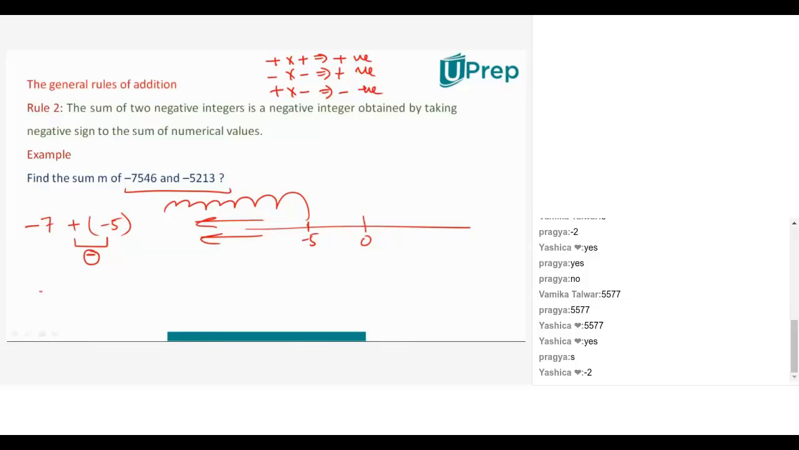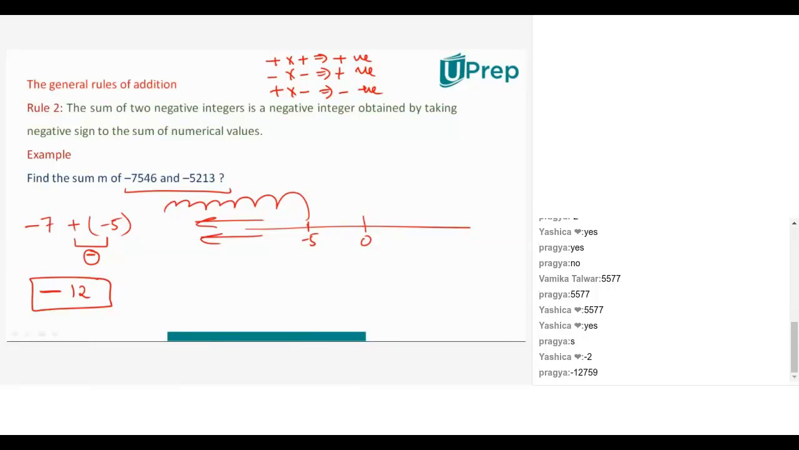I have -7. If -7 and -5 are to be added, what does the second part say? By taking the negative sign to the sum of the numerical values. He says take the negative sign. And what are the numerical values? 7 and 5. So what do I get? -12. As simple as that. Now, let's look at the example.